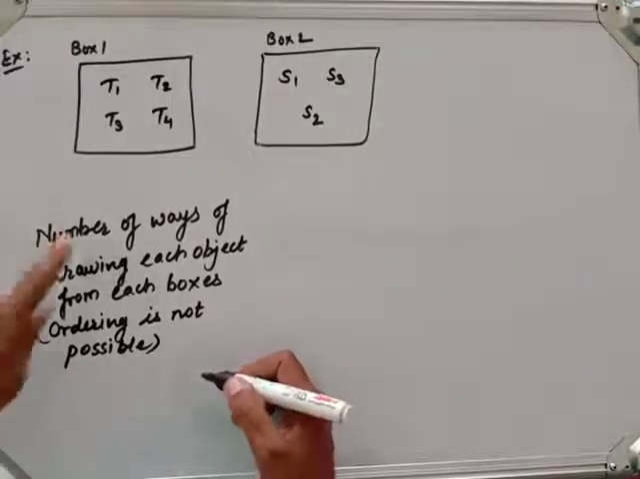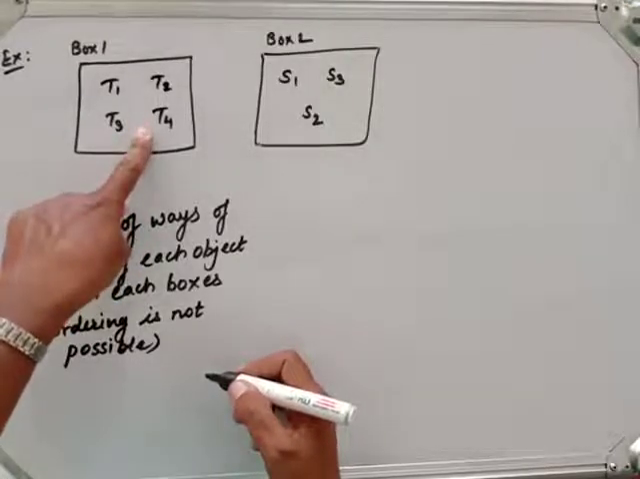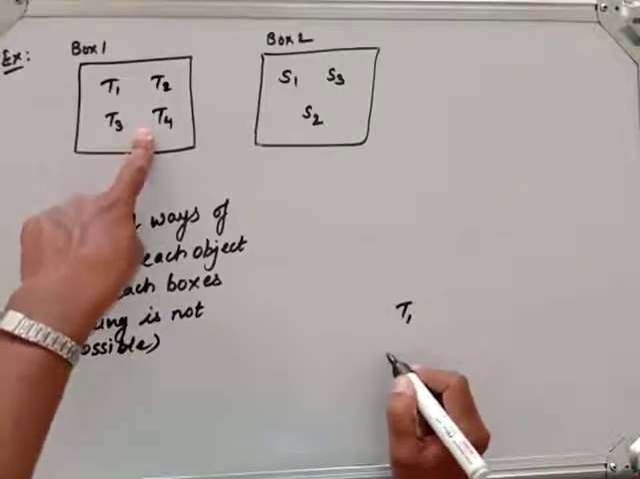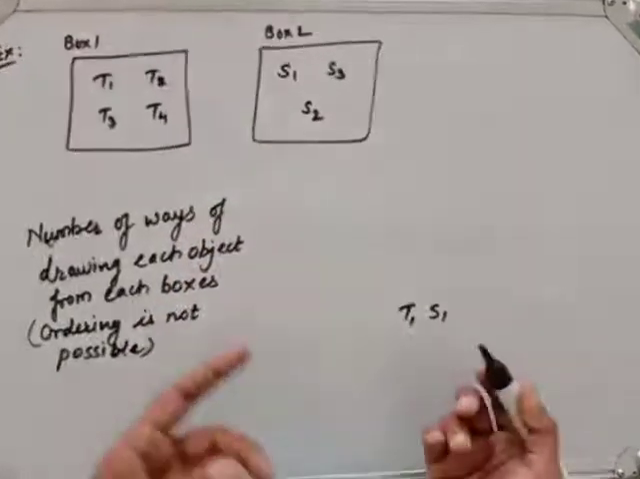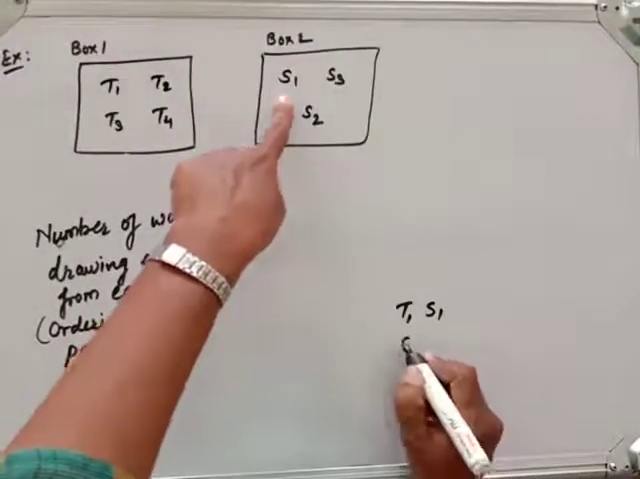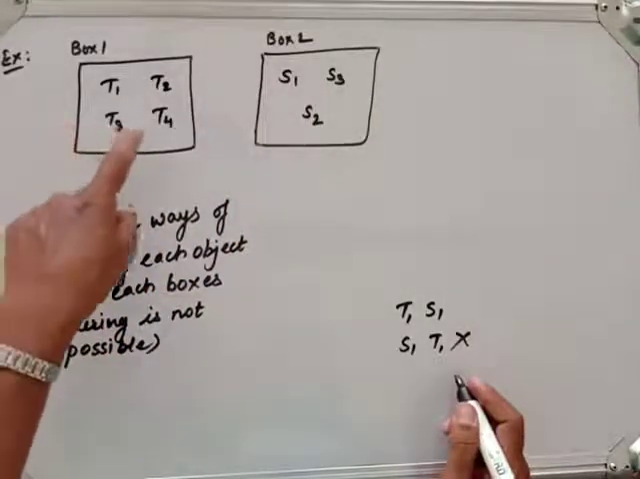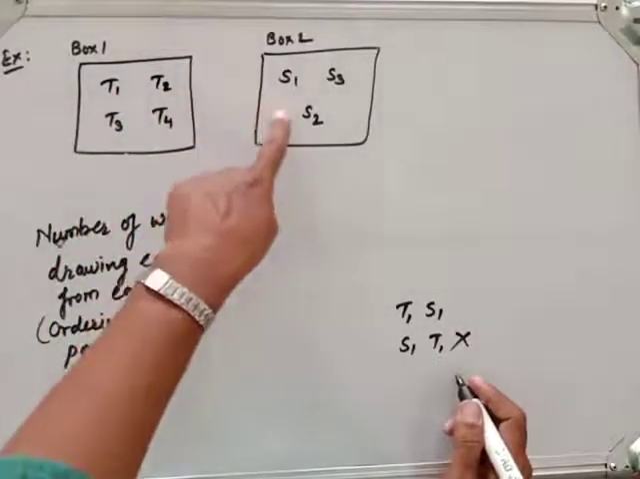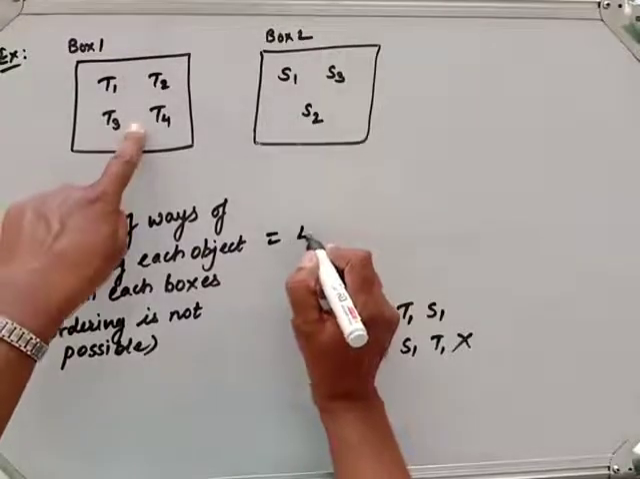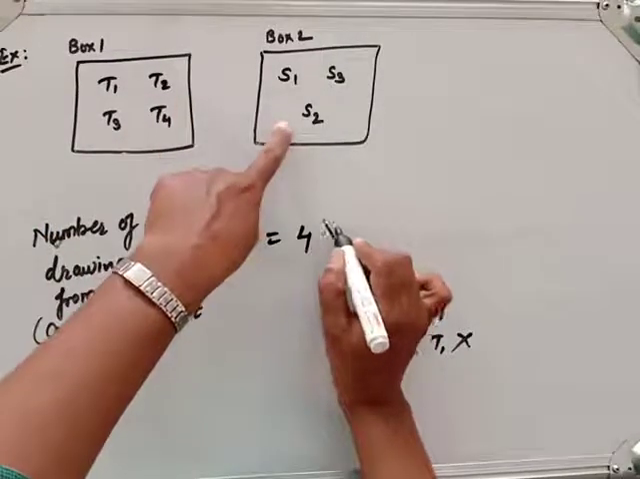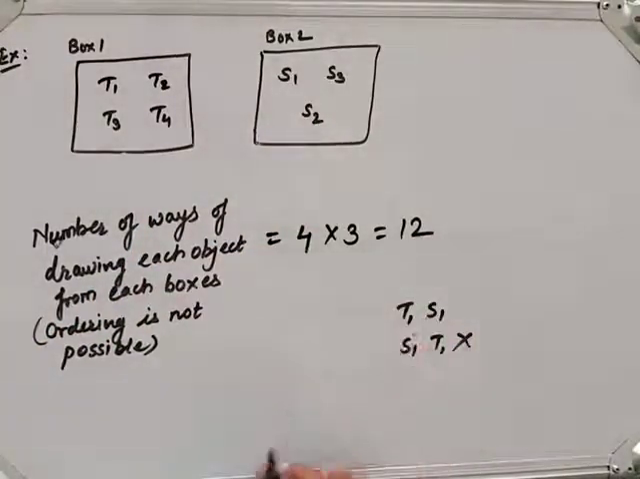Now why is ordering not possible? Look here. If I draw one of the objects, T1, from this box, then I must go to this box. Suppose S1 was there. It is not possible that I will get S1 first and then T1, because I have to get the first object from the first box and the second object from the second box. This is the condition. So from this box there are how many ways? 4 ways. And from this box? 3 ways. So in total 12 ways, or 12 possibilities.